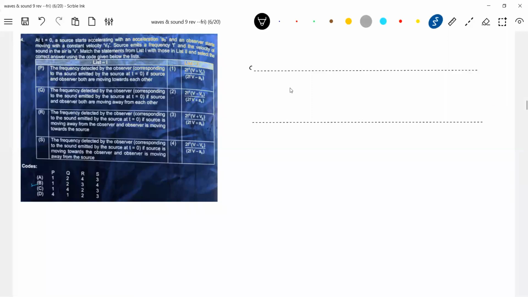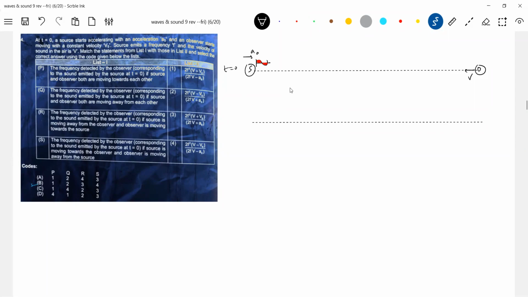Initially the source is here, and this is the observer. He will accelerate from rest and he will move. Here a pulse will be generated. So it will accelerate from rest with acceleration a naught. We'll take a naught. This is at t equal to 0.